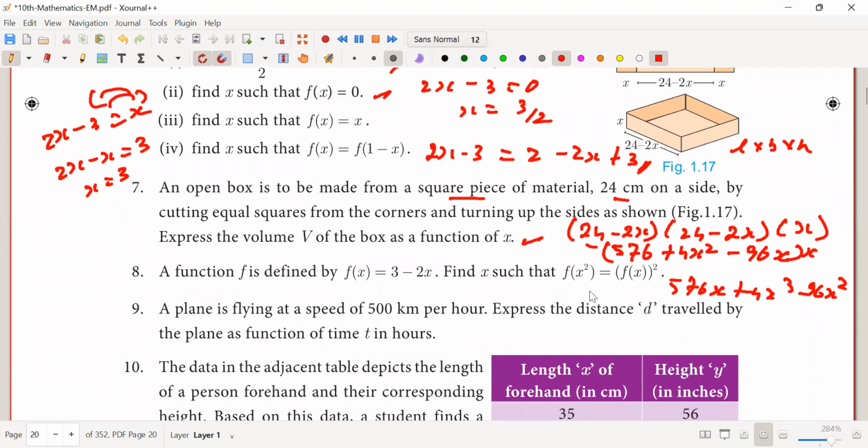Here also, a lot of people would get confused. F of x squared: in each place of x, we have to substitute x squared. This is f of x whole square, so you have to square this number. If both are equal, find x. Can we do this sum then?